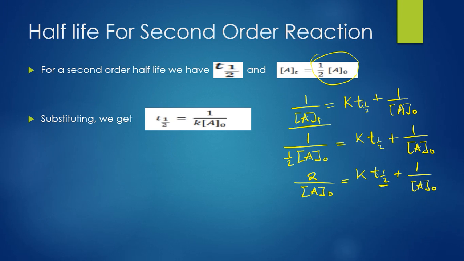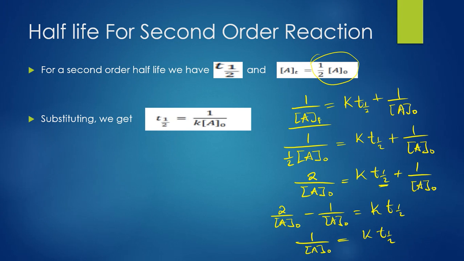These two are alike, so this can go that side. When it goes that side, we're going to have 2 over the initial, minus 1 over the initial, is equal to K T 1/2. Since the denominators are the same, you can subtract there. So 2 minus 1, you're going to have 1 over the initial concentration is equal to K T 1/2.